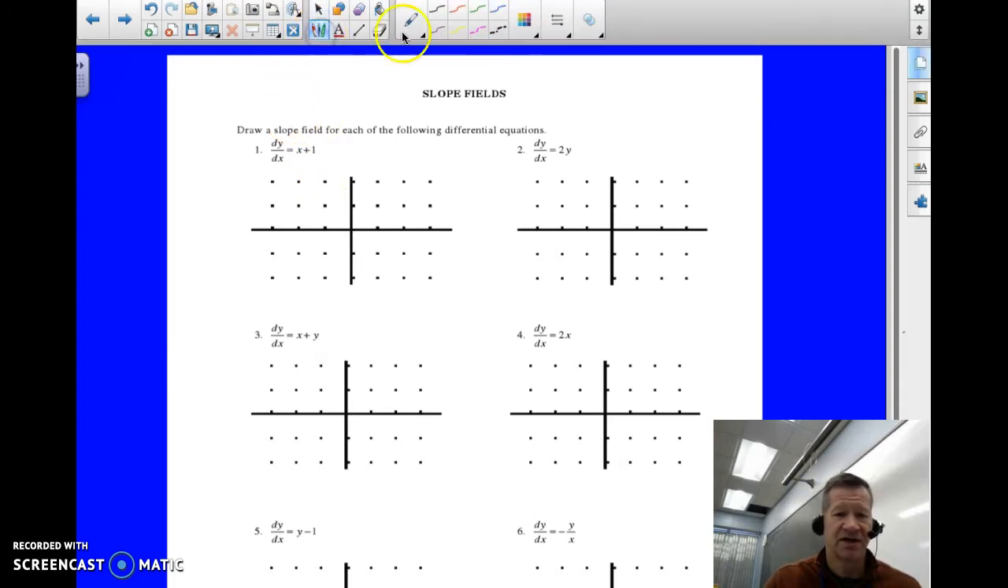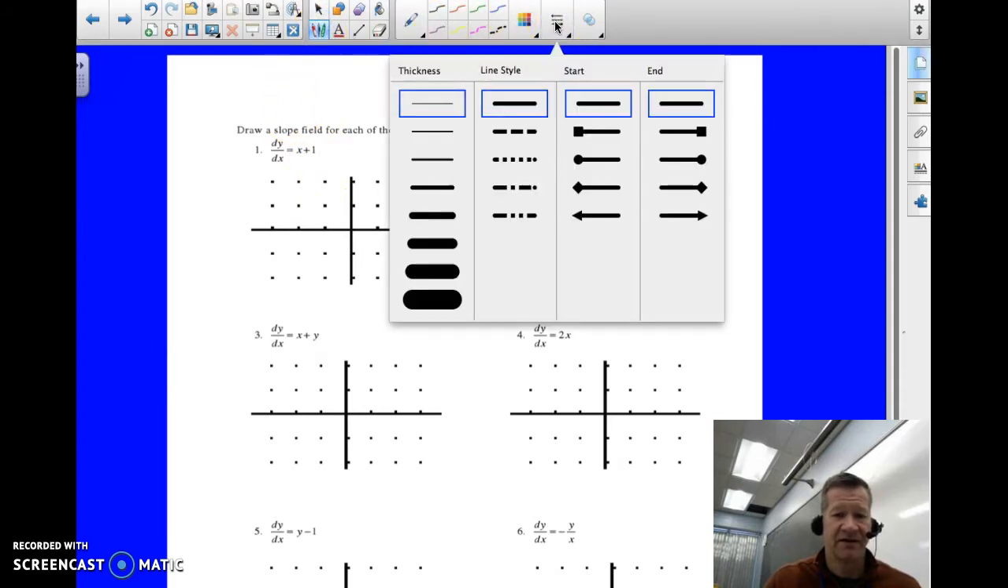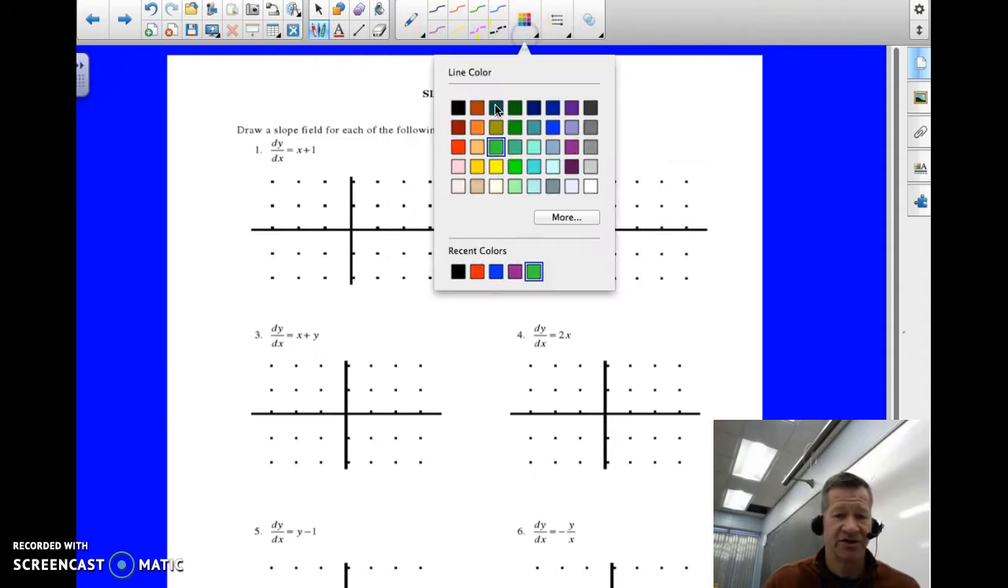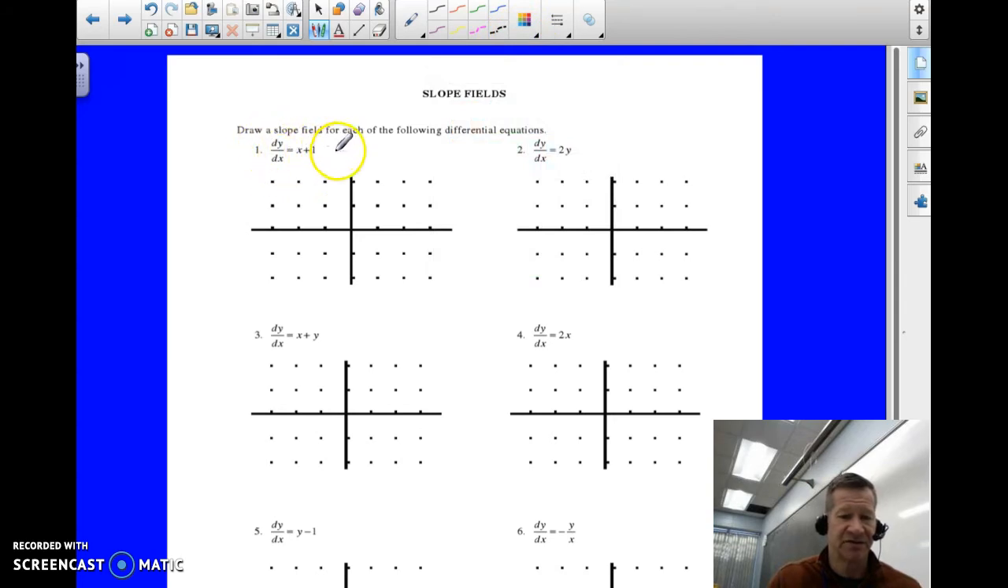So let's get started here. I want to make my line thinner. This is going to be challenging for me. I'm only going to do about 3 of these on the first page. The first problem, we have the differential equation dy/dx is x plus 1.